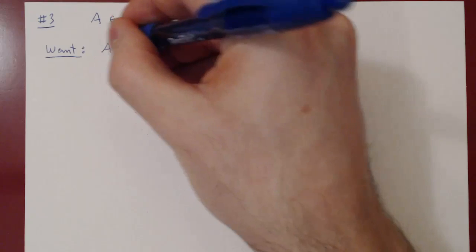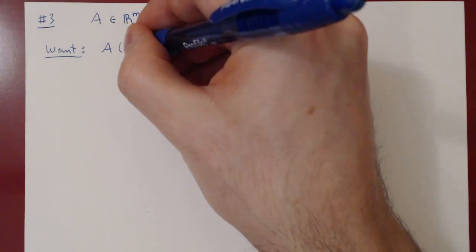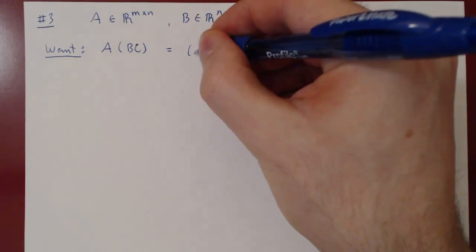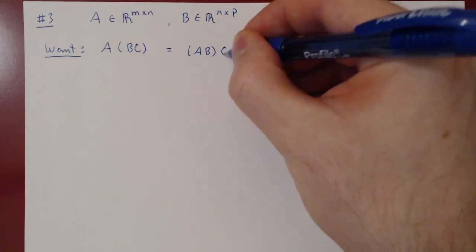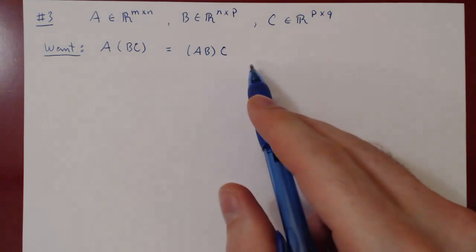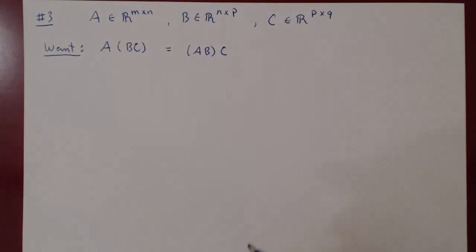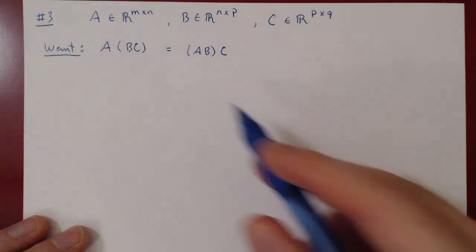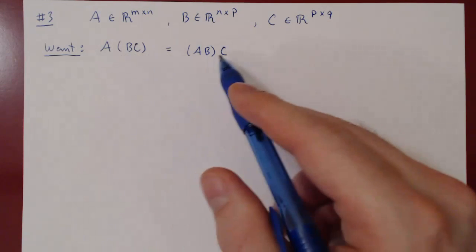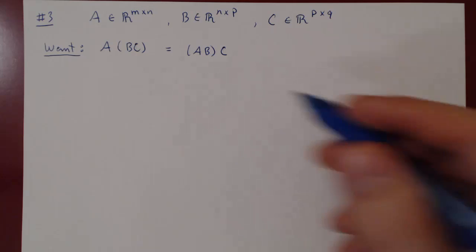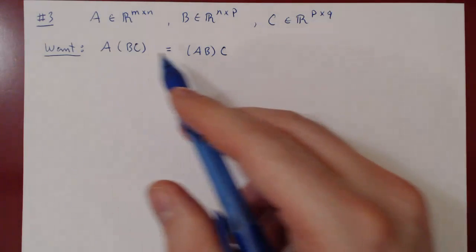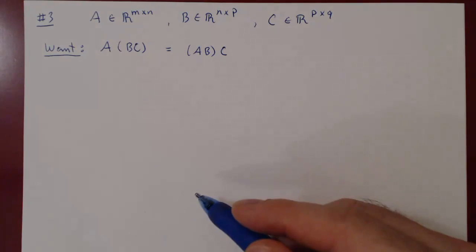So if we do A times BC, that is the same as doing A times B first, then times C. This looks so trivial, but it actually is quite subtle. So we'll prove this, and then I'll give you a simple example as to why this may look trivial, but is actually quite subtle. So again, to prove that this equality is true, we have to prove that both matrices have the same size and the same corresponding entries.